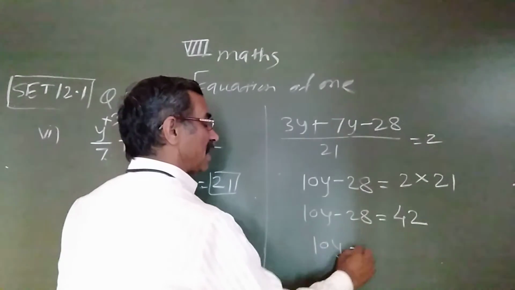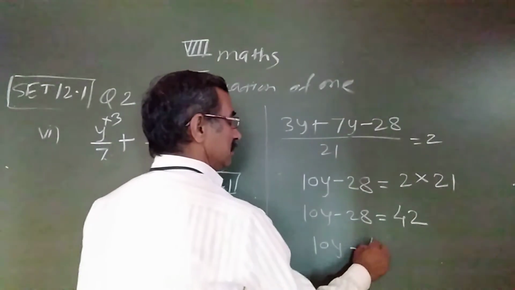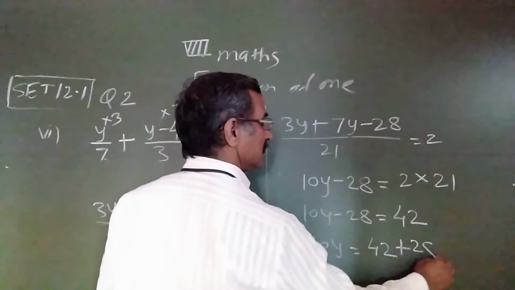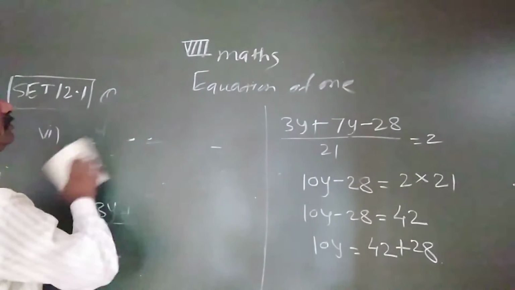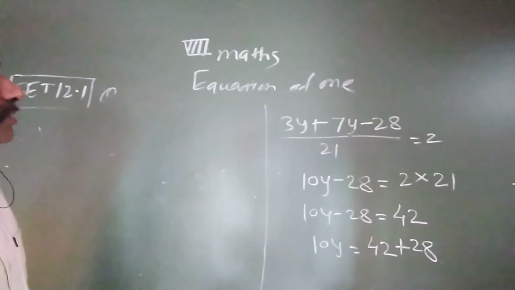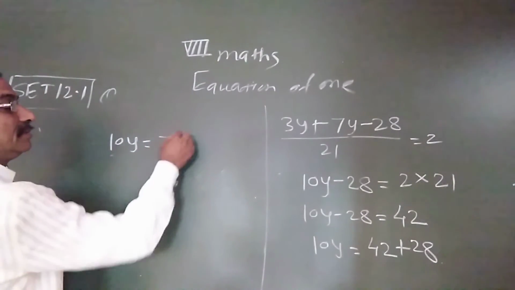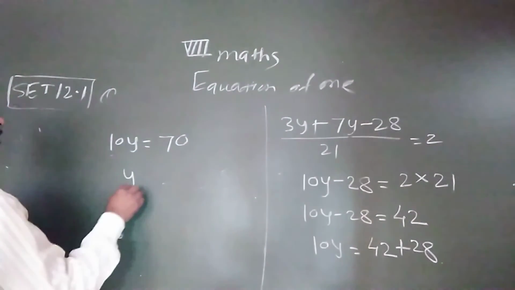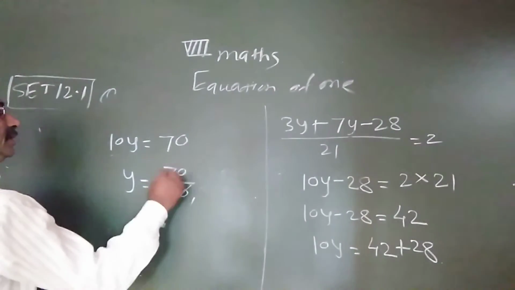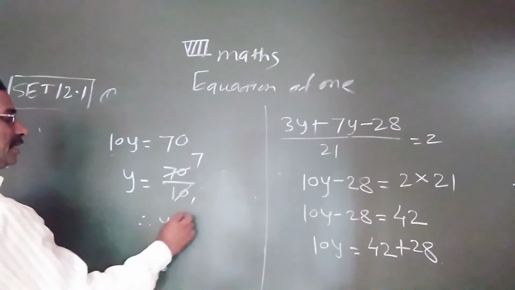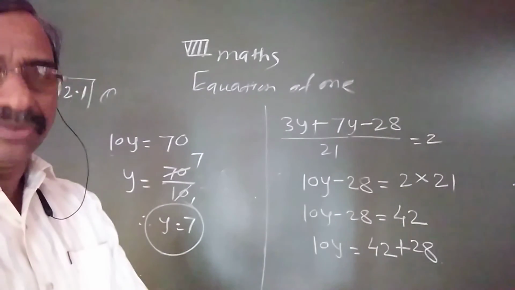Then this minus 28 we add on both sides, or transfer from one side to the other side, and the sign of this term gets changed. So 10y is equal to 42 plus 28. The summation of 42 and 28 is 70. 10y is equal to 70. This 10 is divided to the 70, so we get the solution y is equal to 7. So we found the value of y is equal to 7.